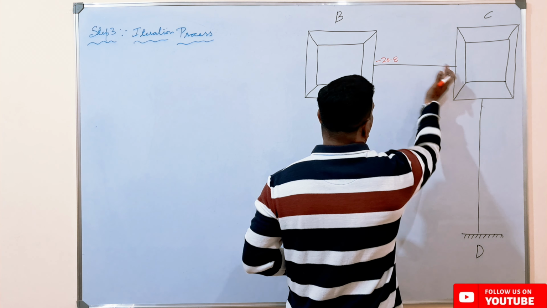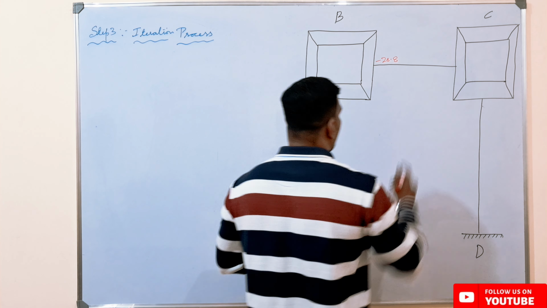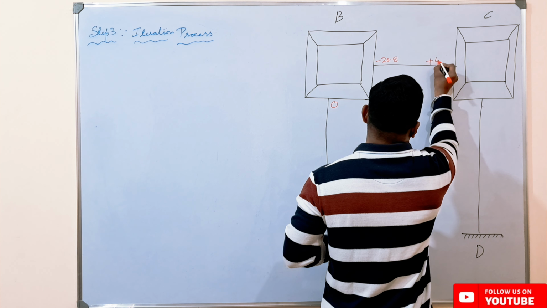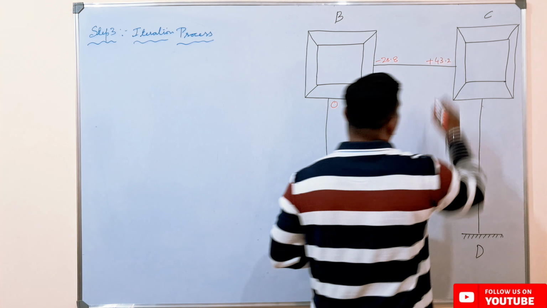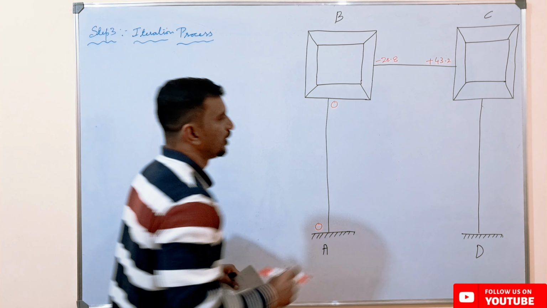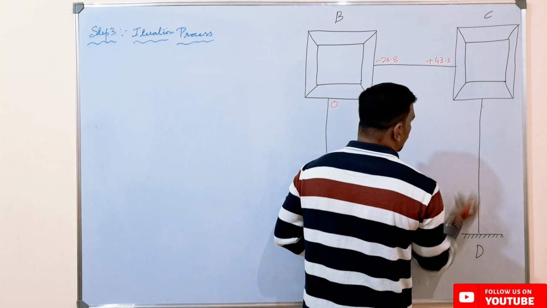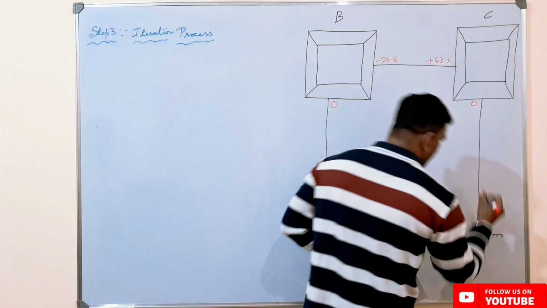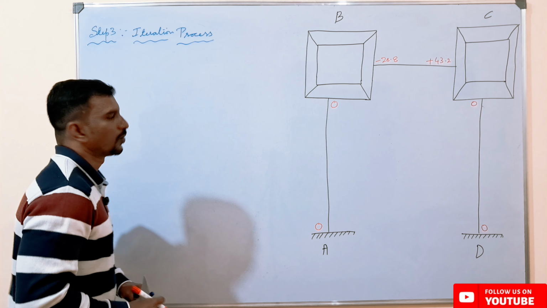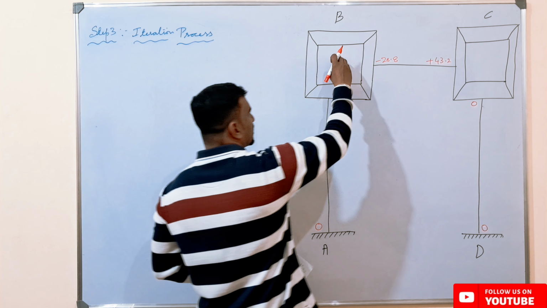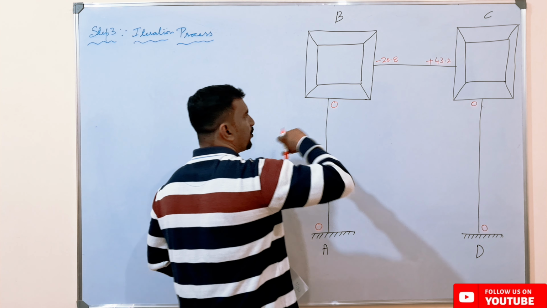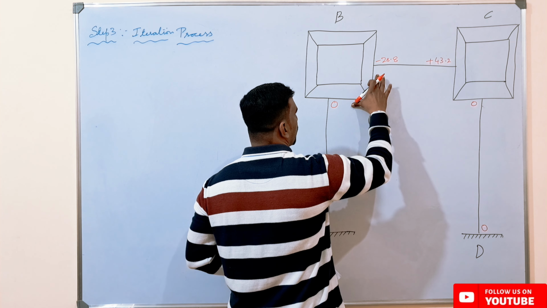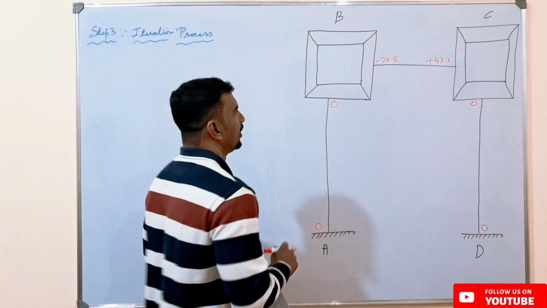And from span C to D, we have got a value of plus 43.2 kilonewton meter. Similarly, the fixed end moment from C to D was 0 and from D to C also it was 0. So now what we have to do, inside this small box over here, we have to take the summation of the fixed end moment about this particular joint over here.